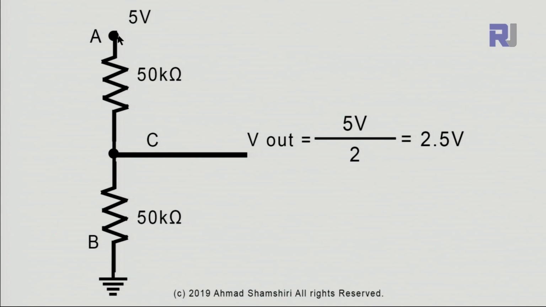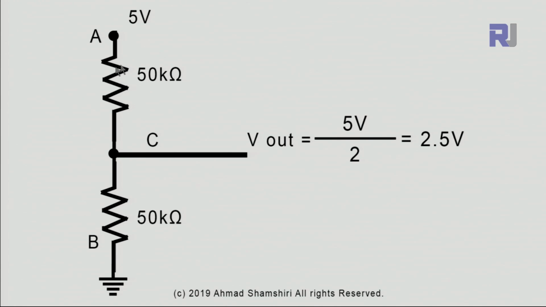Let's say we connect A to 5 volts, B to ground, and measure the voltage at point C, at the middle. So if we set the variable resistor at the middle, so that we have 50 kilo ohm on one side and 50 kilo ohm on the other side, then the voltage will be half of 5, because we have 50 kilo ohm here and 50 kilo ohm here.